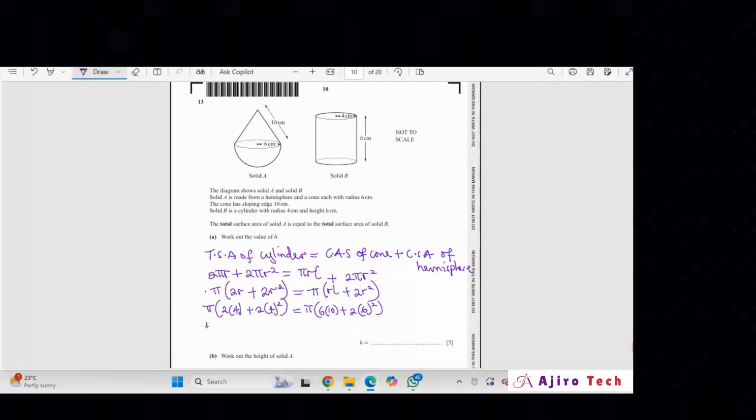Yeah. So we're going to have pi open bracket. That will give us 8 plus 4 square is 16. 16 times 2, that is 32. Is equal to pi open bracket 60. 6 times 8 is 60 plus 6 square is 36. Then 36 plus 36 is 72. 72. So there's something I'm trying to miss out here.